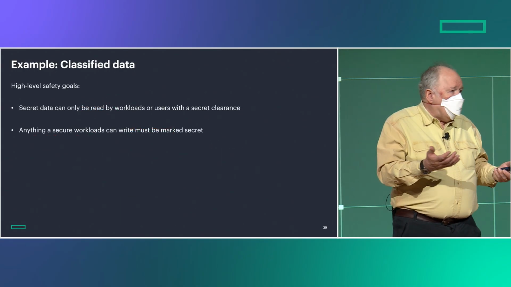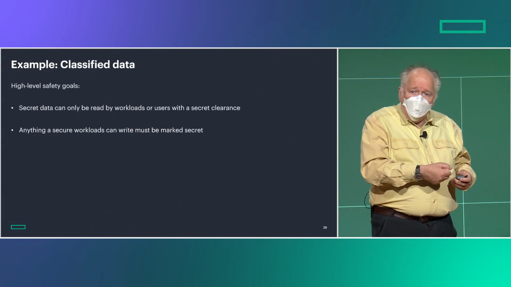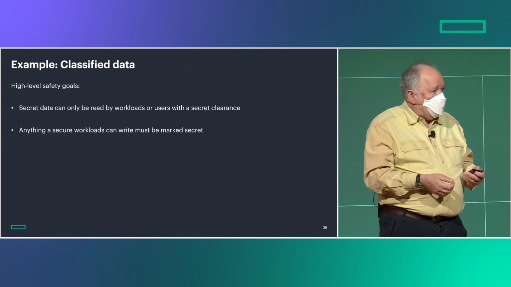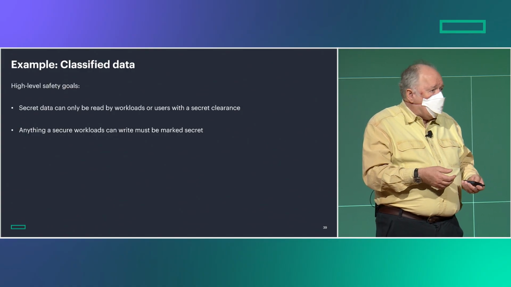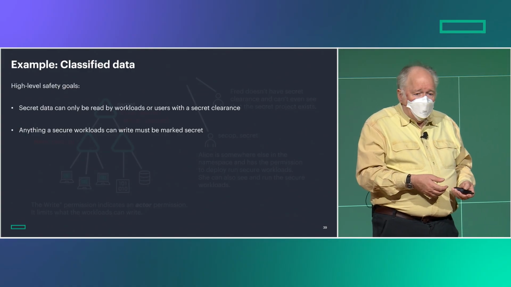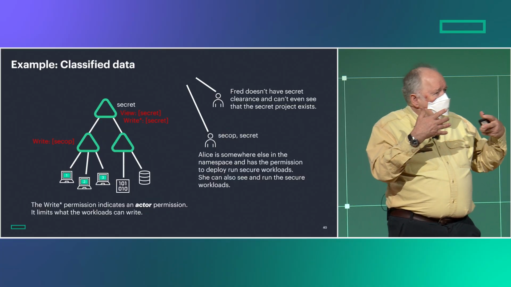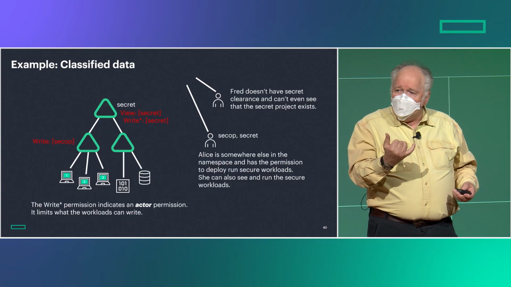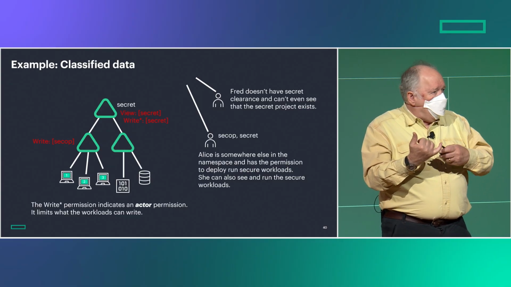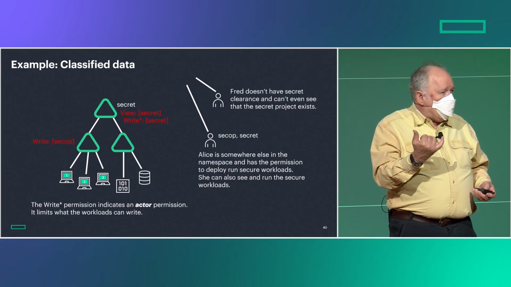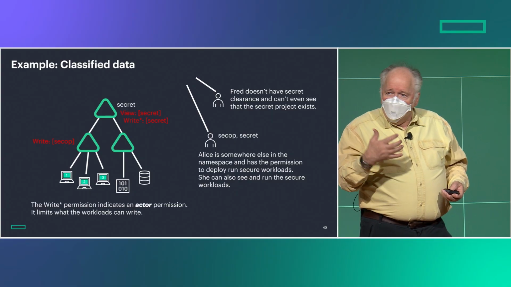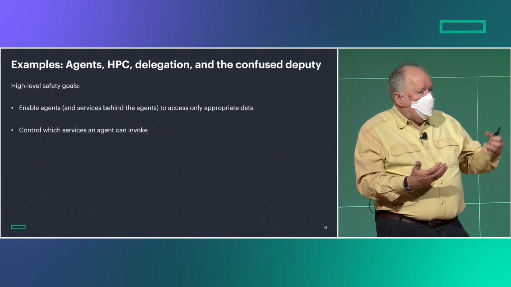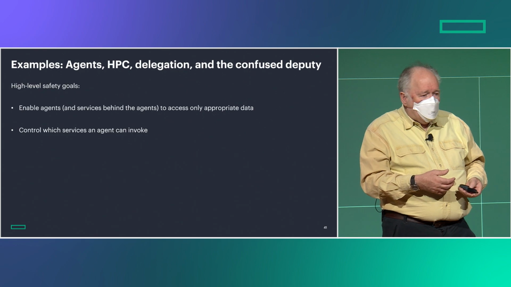So here's another example, classified data. A classified application can read anything, but it can only write to data that is marked classified. And only classified workloads and users can read classified data. Well, this looks just like the previous example. This is an example of a template. At the top, we have the secret attribute, and we have a constraint on where secret classified applications can write at all. And we have a constraint on who can read this. This is just the same as before, except for the duality between read and write.